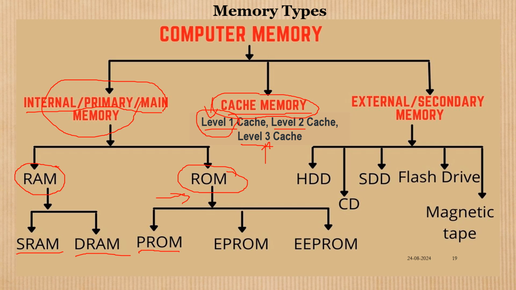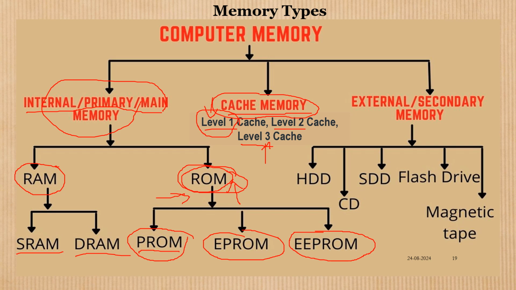Next, the read-only memory. This is called the permanent storage, and all the necessary instructions and programs needed for computer processing are stored in a read-only memory. This is the programmable read-only memory, this is the EPROM, and this is the EEPROM. All these memories we will discuss in coming sessions.